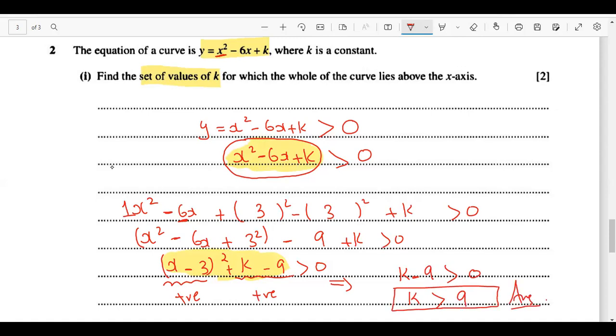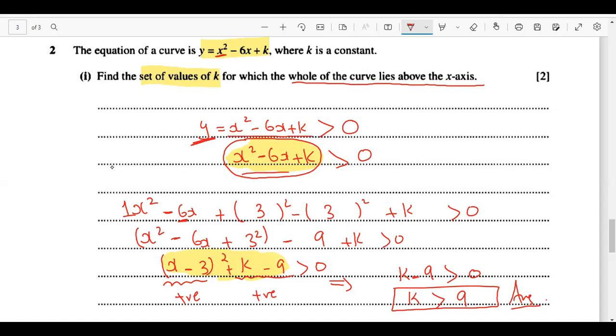I'll repeat. This was a different question. Here, they did not talk about the line and curve and about their meeting points and stuff like that. They just said that the whole curve lies above the x-axis. Above the x-axis means that they are talking about the positive y-axis, and when they're talking about the positive y-axis, this y would be greater than 0. Since this y is equal to this, this would also be greater than 0.